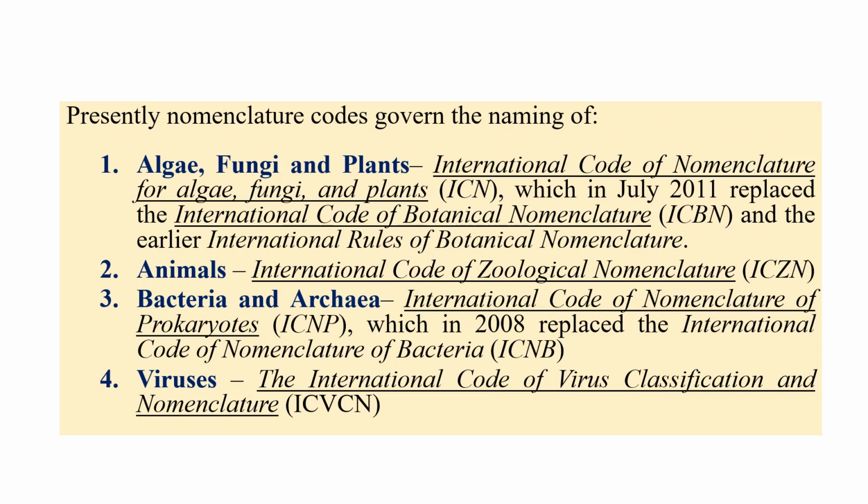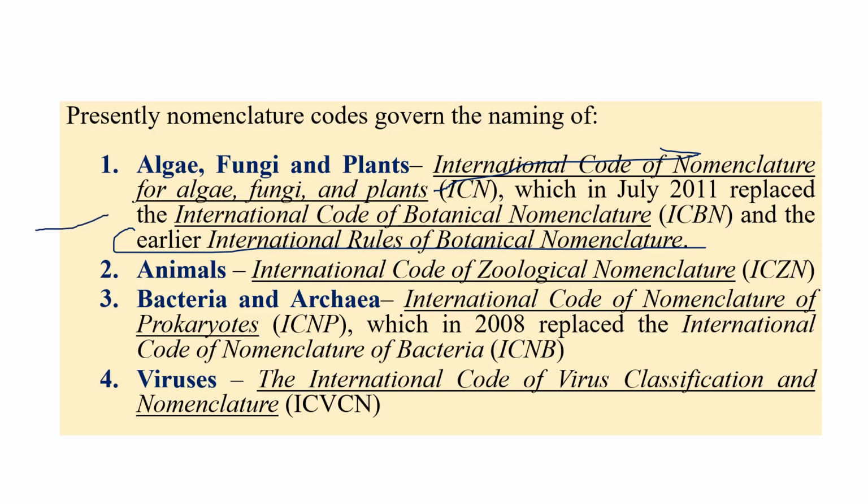The presently governing bodies include, for algae, fungi and plants, the International Code of Nomenclature. The name was actually replaced to ICBN, International Code of Botanical Nomenclature, earlier the International Rules of Botanical Nomenclature. They provide the rules and regulations, various kinds of things. This is the governing body.